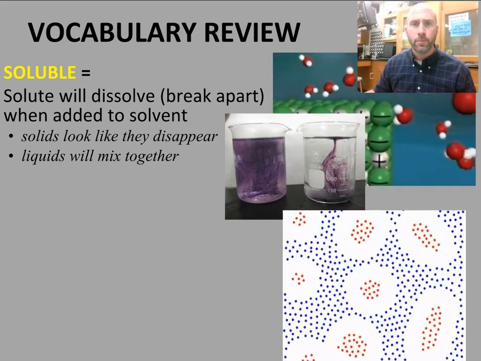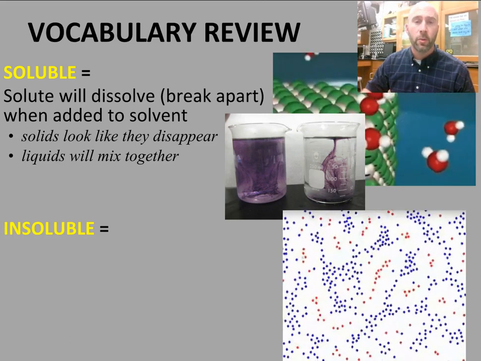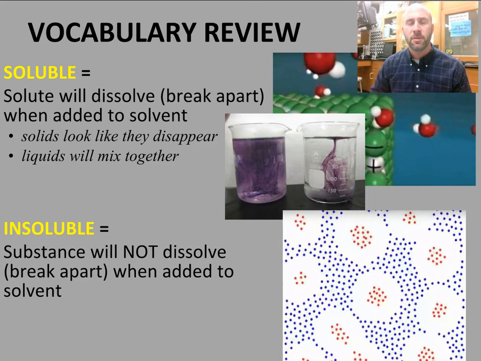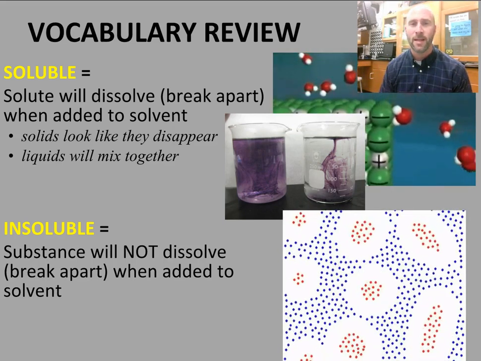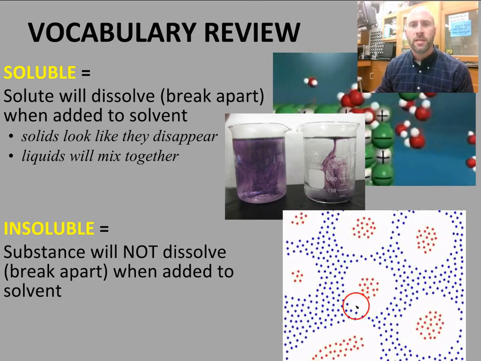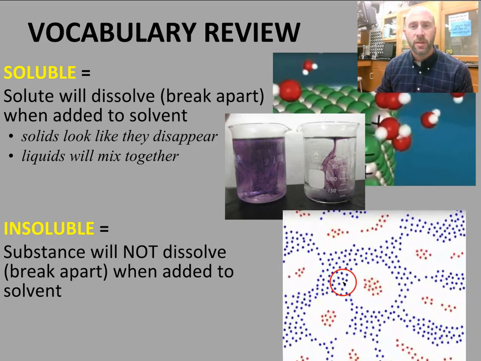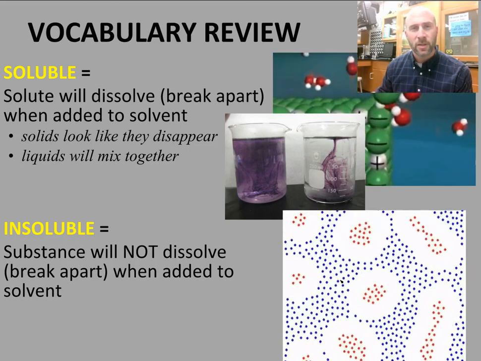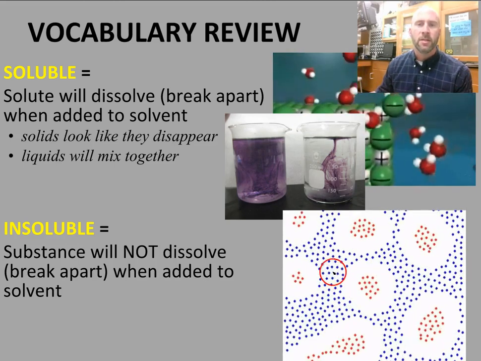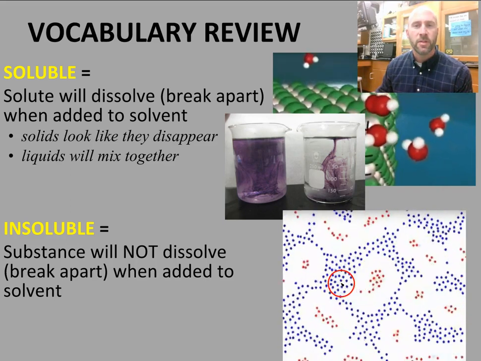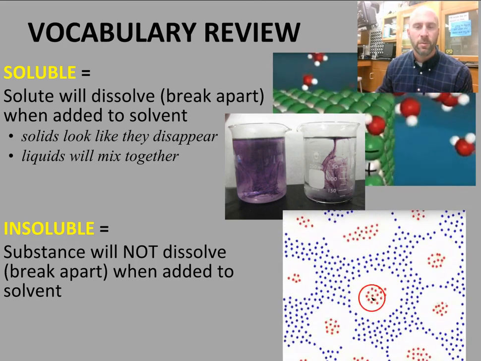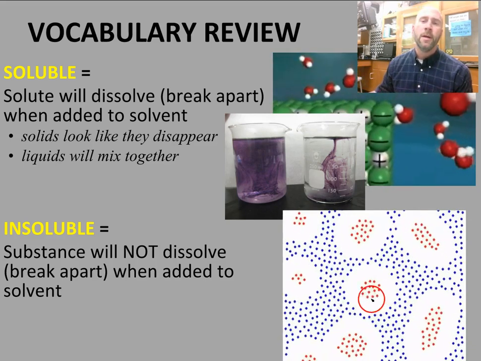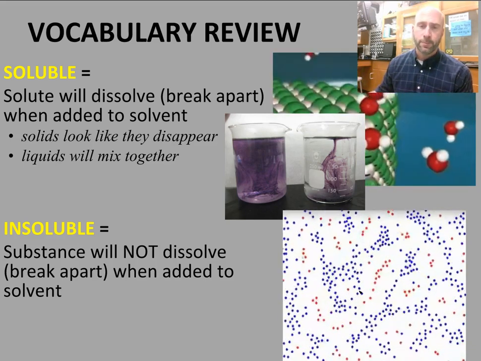All right. Now the other word is insoluble. What's happening if something is insoluble? It's the opposite. The substance will not dissolve or break apart when it's added into the solvent. So in this animation over here, this is showing what it would look like if you have oil and water. You guys know that oil and water don't mix. Okay, so in this animation here, the little blue dots are representing the water, and the little red dots would be representing your little molecules of fat that are from the oil. And they do not mix together.